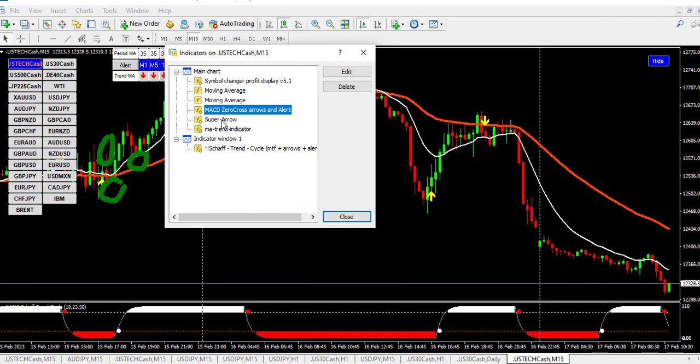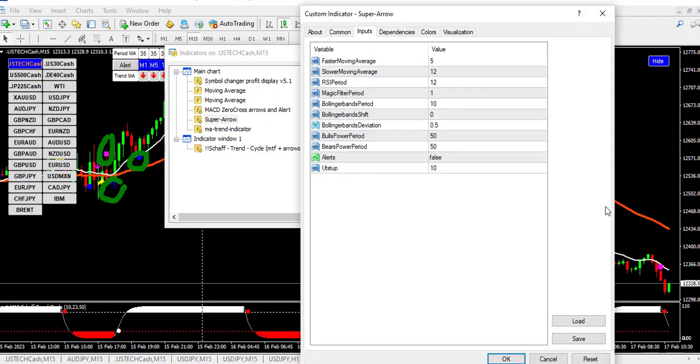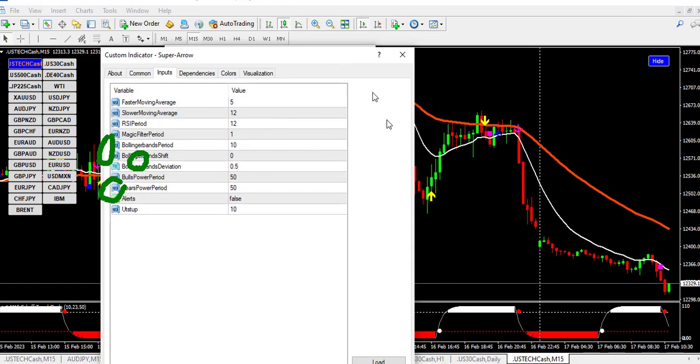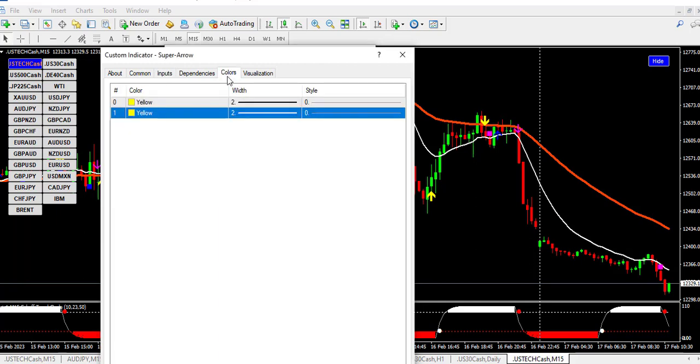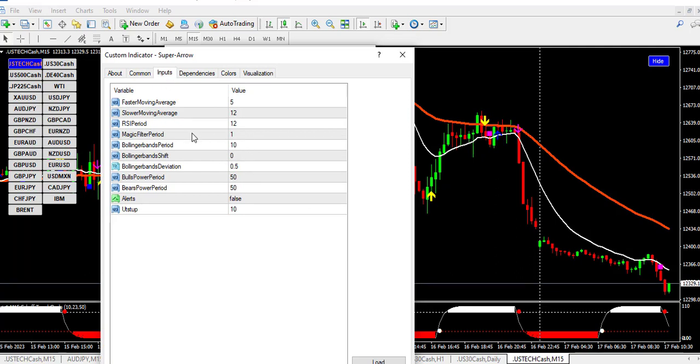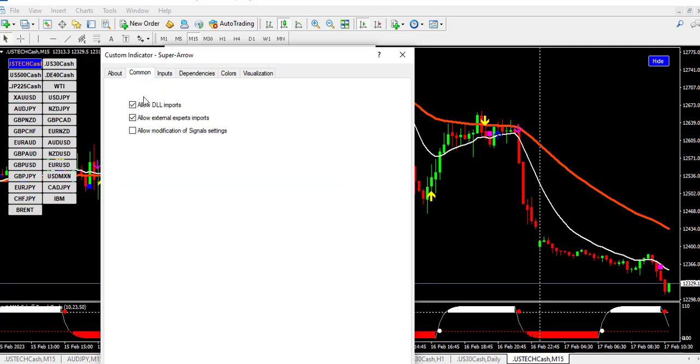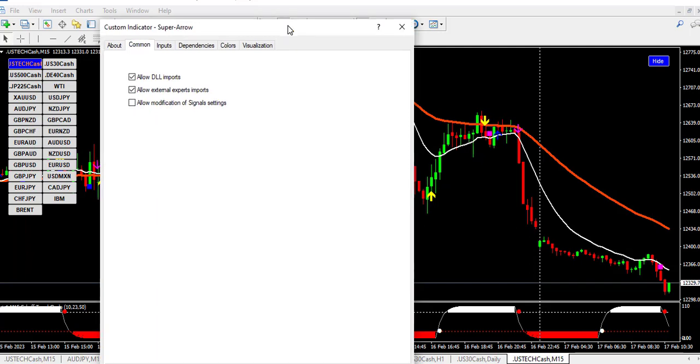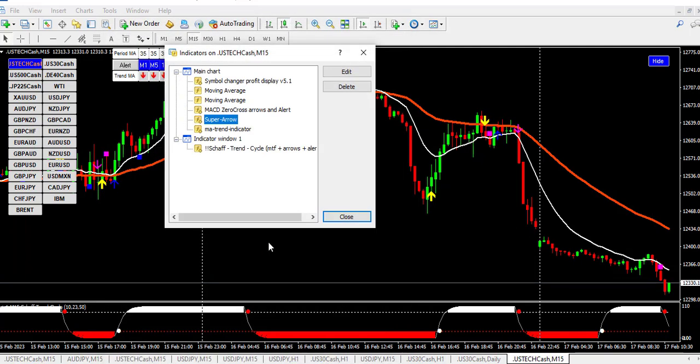once you are done. Then I use this super arrow, this yellow arrow. The yellow arrow here is the super indicator, and this is the setting for this particular indicator. Just make sure you pause it and enter the value. This is the color and these are the values for this particular indicator. And for this indicator to work, make sure you allow DLL import. If not, it's not going to work on your chart. And you can click OK after you've done setting it up.